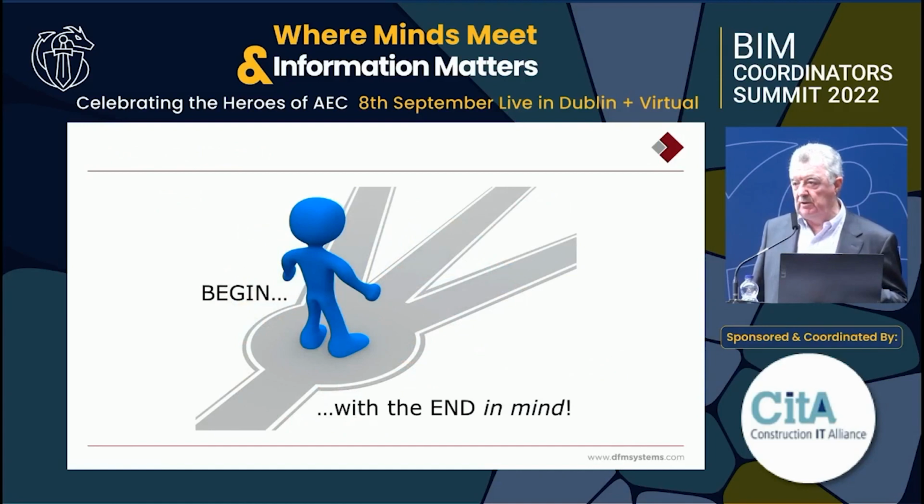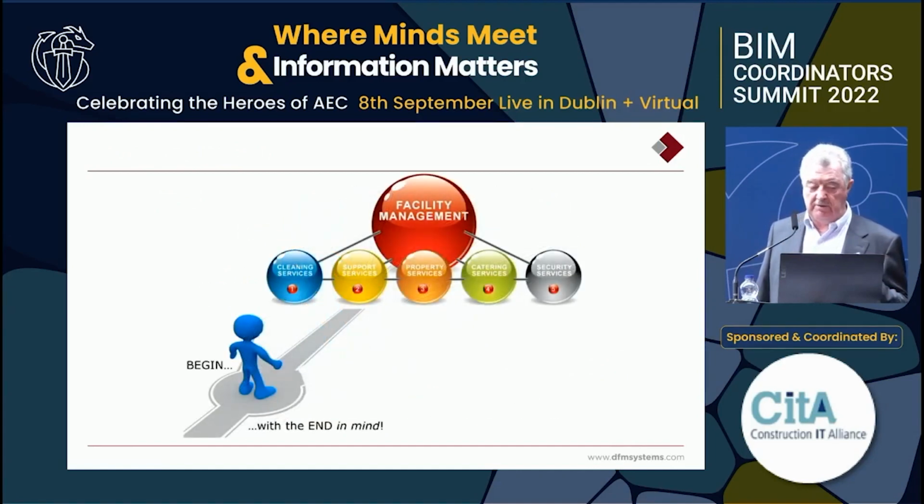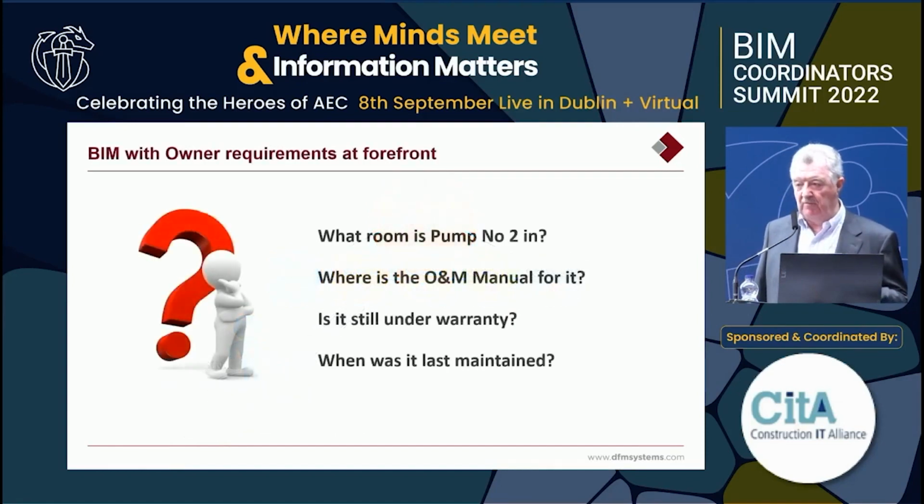So any project we get involved in, we start with the end in mind. And from our point of view, that's to look at what the building owner or his FM team want when they take ownership of a building. And from our point of view, that's to make sure that they know what key pieces of information are applicable to them. Where's the equipment in the building? Is there an operating and maintenance manual or documentation to support that? Is it still under warranty?